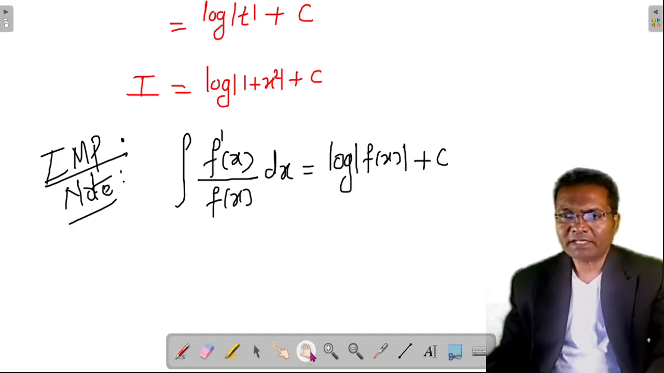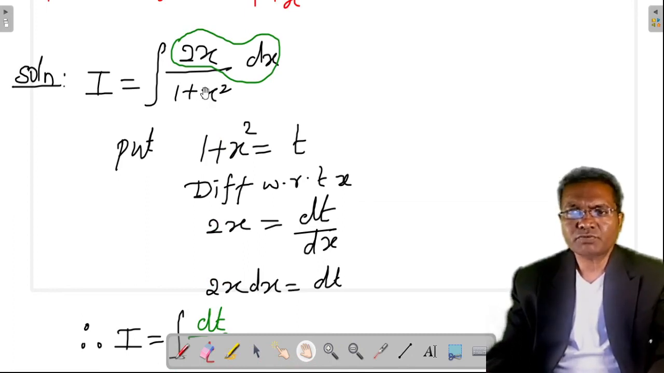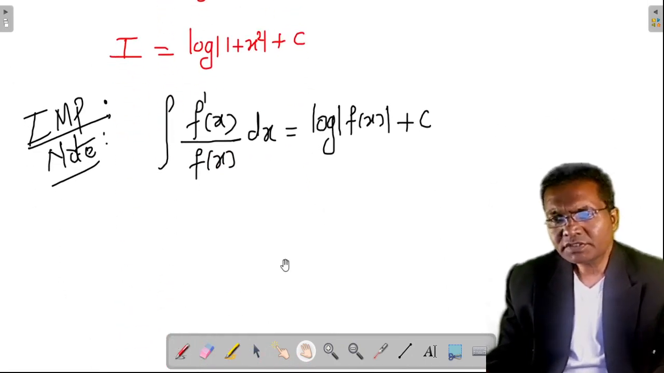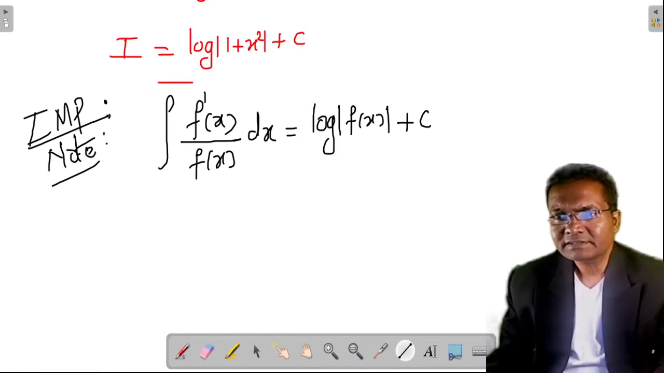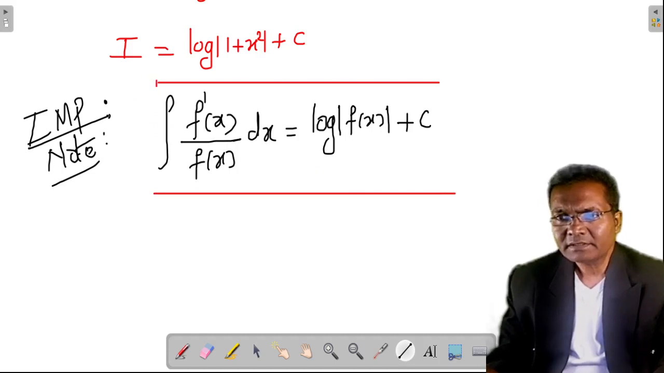That we got here. The derivative of 1 plus x square is 2x. So the final answer is log of this. This is true for all integrals, so better remember this property. In many situations it comes.